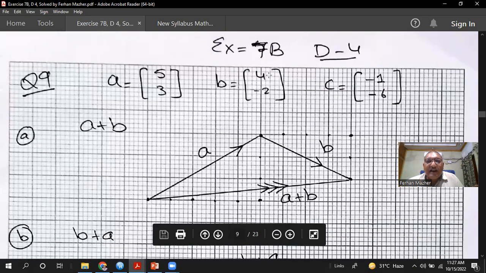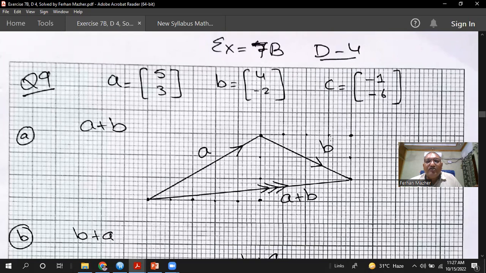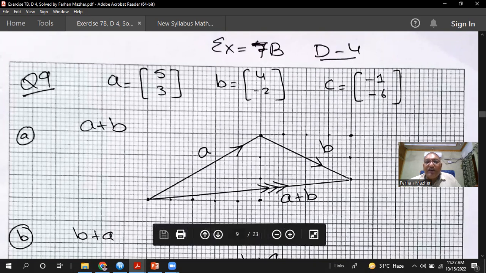Then I will draw the B vector. That is 4, minus 2. 1, 2, 3, 4, 1, 2. So that will be 4, minus 2. Join the tail of the first vector with the head of the last vector, and that will be your A plus B. So this is how this A plus B is done.